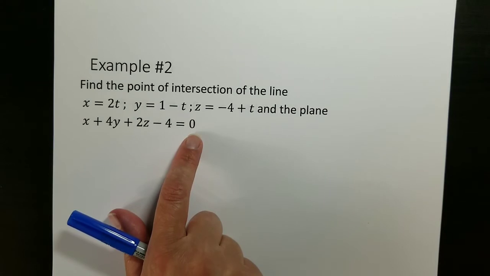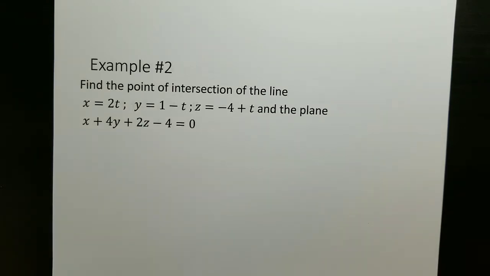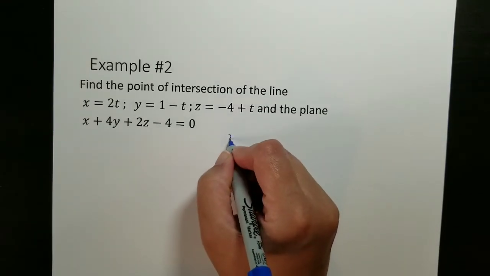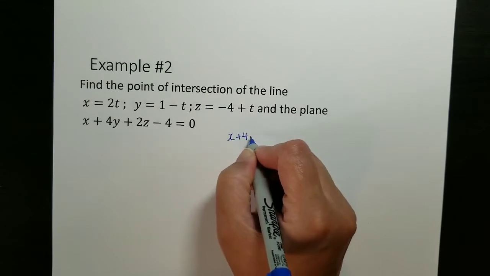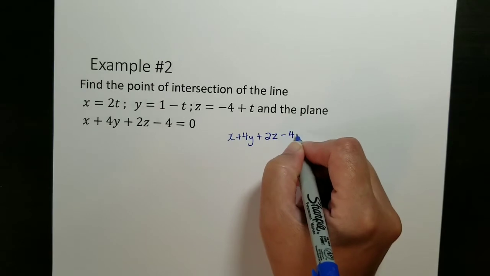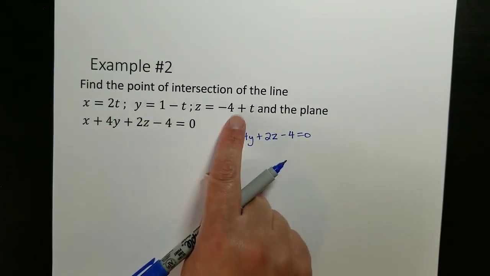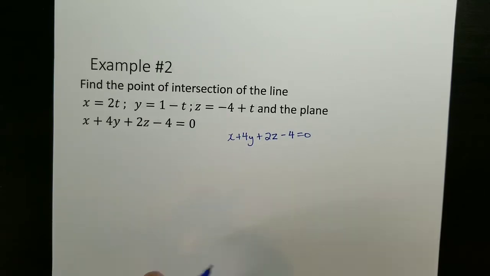Typically you may need to do a bit more work than this and actually have to convert from one form to another, especially if you had the equation of the plane in a vector form, it's a bit more work to get it into Cartesian. But for now, we are pretty well set up here. x plus 4y plus 2z minus 4 equals 0. And then I'm just going to take the parametric equations for x, y, and z and substitute them in.